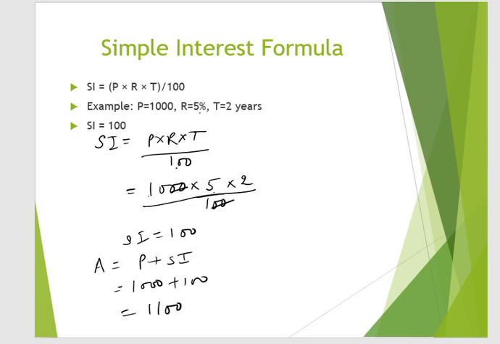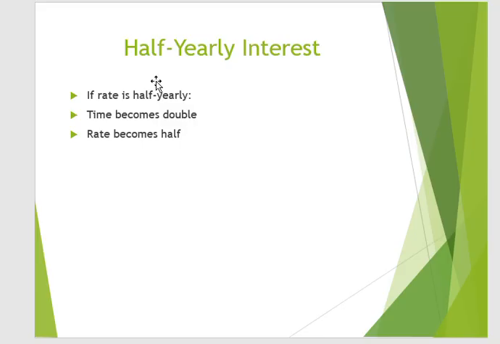Let's move to next. If the rate of interest is half yearly, what happens? Time will become double and the rate will become half. So if it is mentioned 10% per annum, but it is charged half yearly, that is the way we go.